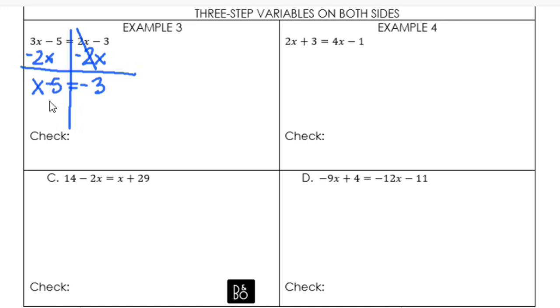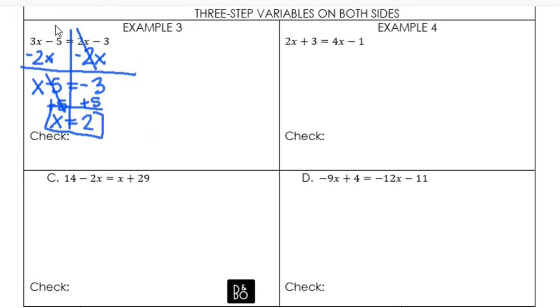I'm going to move this minus 5 by adding 5. What you do to one side, you do to the other. So plus 5. Those cancel out and leave us with x equals negative 3 plus 5, which is 2. Not so bad. So let's check it.